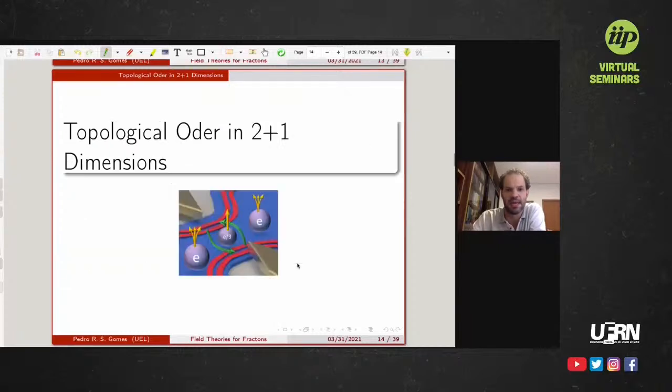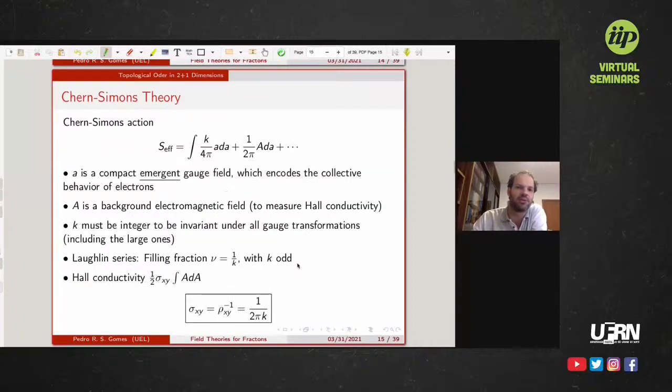Okay, so this is the first part of the seminar, and now I will start to describe a little bit more about the Chern-Simons theory. Is there any question at this point?